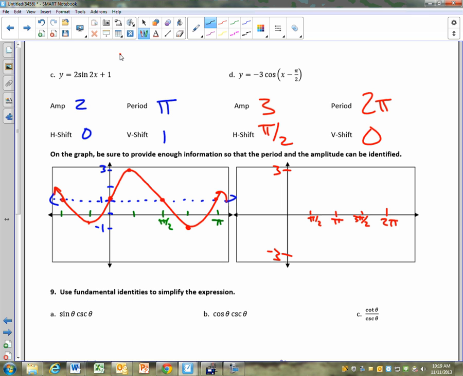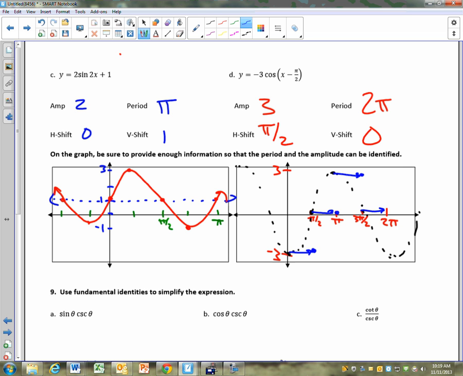Now, this cosine graph, does it start at the min or the max? The min, because it has a negative in front. So I start down here, and I cross through, and you can see that the graph is going to look like this. But it has a horizontal shift to it. So what I need to do is take all those pieces and shift them pi over 2 or 1 tick mark over. So all these points go over that much.